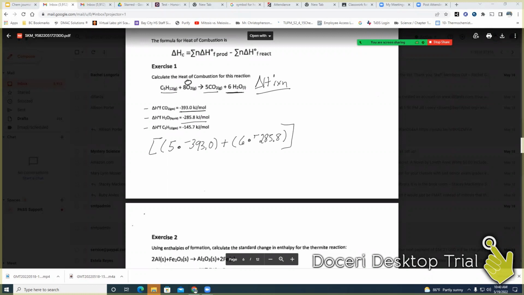So that's the summation of my products. And I subtract from that the summation of my reactants. Well, in this case, we only had one reactant that mattered and it didn't have a coefficient. So I would simply subtract 145.7. That's the only reactant I had. So that is everything that goes in your calculator. And remember, the signs do matter, whether it's positive or negative. So be careful with your signs. So give it a try in your calculator to see if you can get the correct value.